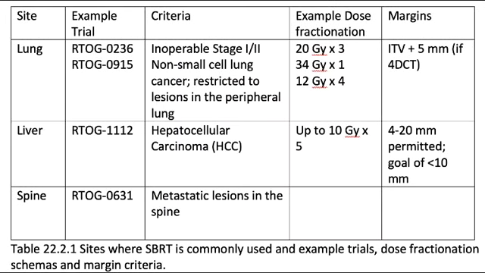Here are some dose fractionation schemas for SBRT coming from different protocols in lung, liver, and spine. These are from RTOG trials, and they're fairly representative of what you'll see in the clinic. You'll see that the dose fractionation schemas are very high dose, delivered in a few fractions. So a common one in lung is 20 gray times 3 or 12 gray times 4, and in the other sites as well.